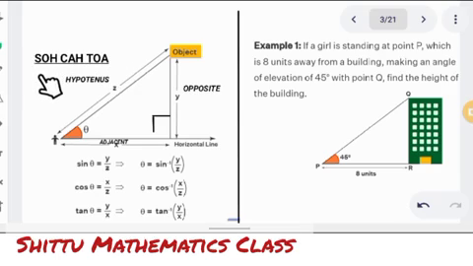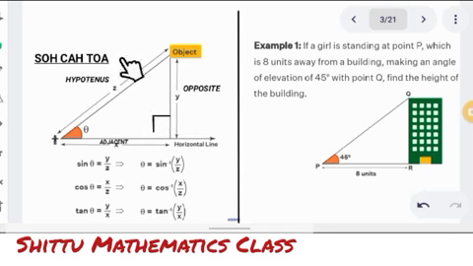You can see that this one is starting with S. This S means sine theta. This O means opposite. H means hypotenuse. C means cos, A means adjacent, H means hypotenuse. Then tan, this is tan theta, tangent. We have this one to be opposite, and this one to be adjacent. Now you get what I'm saying.